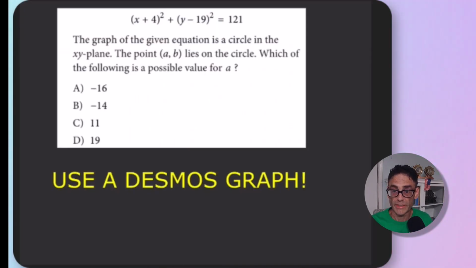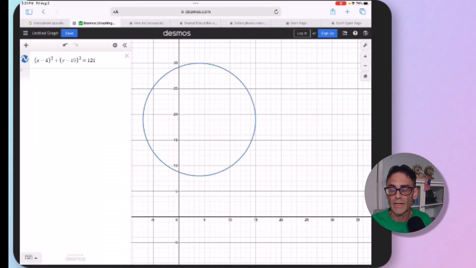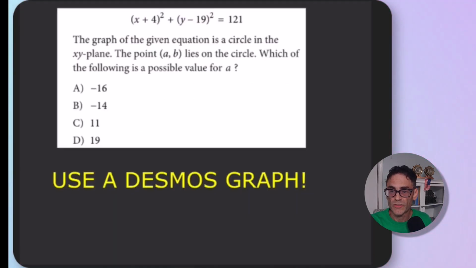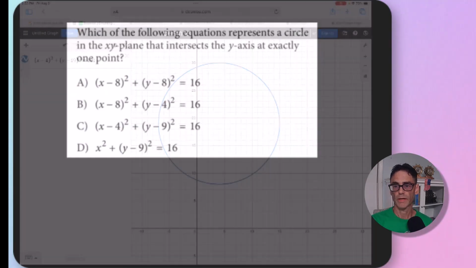The question was asking what A could be. In other words, what is a possible x-coordinate? Negative 16, negative 14, 11, or 19? Which one of those is possible? When I go back and look at my graph, you can see that the circle goes into the negative region, maybe a little past negative 5, maybe negative 7, and to the right it goes to 15, the farthest x-coordinate to the right. Looking at the choices, you can eliminate choice A, negative 16, because it doesn't go nearly that far, nor negative 14, and D, 19, is too far to the right. So by visualizing it, we can see that choice C, 11, could be an x-coordinate.